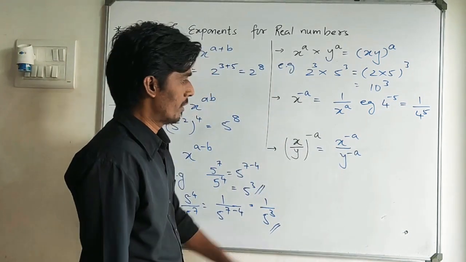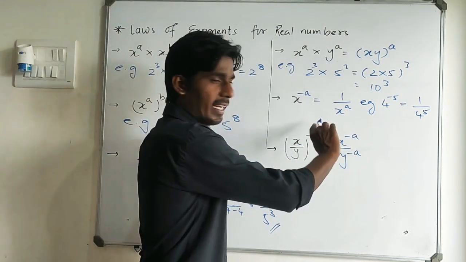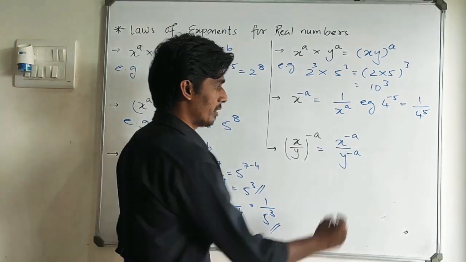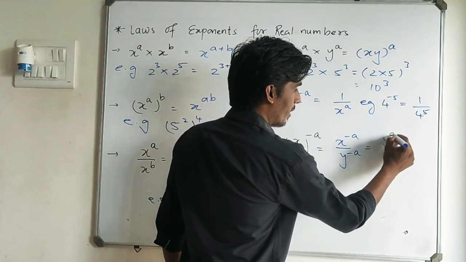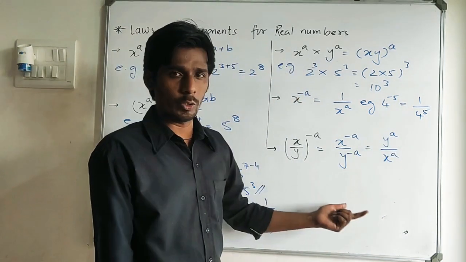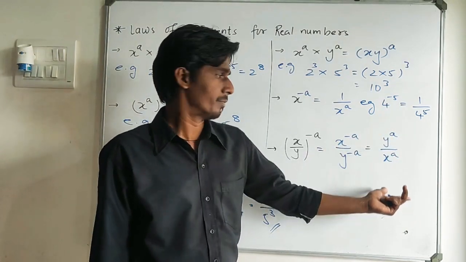दोनों नेगेटिव पावर हो गए. Now convert this into positive power. जो डिनोमिनेटर में, उसे मैं कहाँ ले जाऊंगा, न्यूमरेटर, and this numerator I take into the denominator. So this will be y raised to a, x raised to a. Mostly, whenever you are going to write any answer in power form, हमेशा पॉजिटिव पावर में आंसर लिखना होगा.